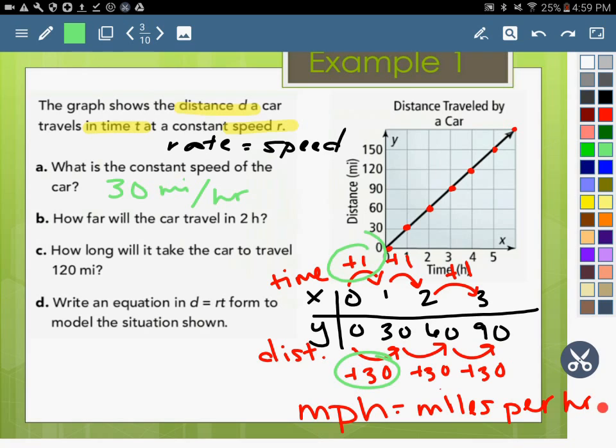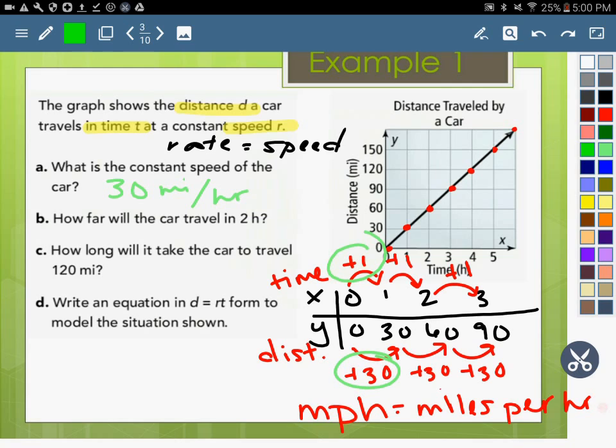Whenever you want to write the word per, using that division symbol or that slash is the same thing as the word per. So the answer for part A would be 30 miles per hour. For part B, it says, how far will the car travel in 2 hours? Well, that's just as easy as reading the point from the graph or even from the table.